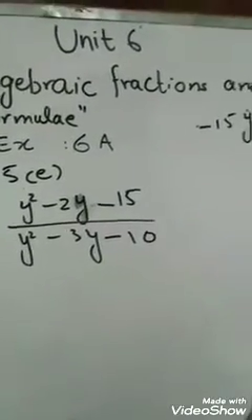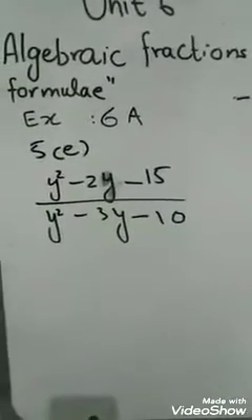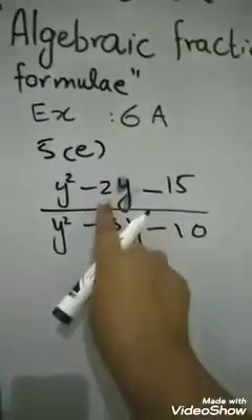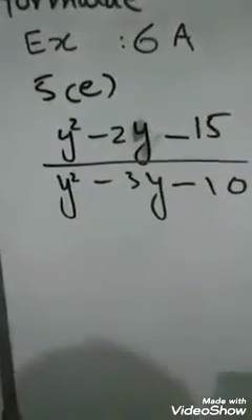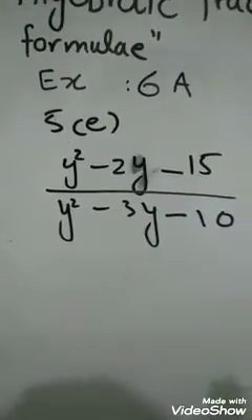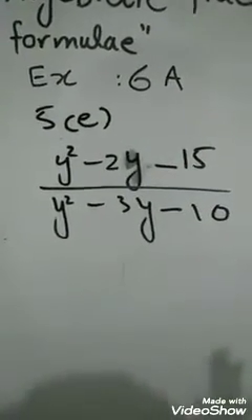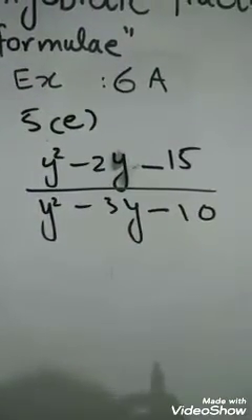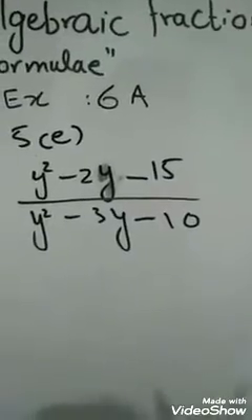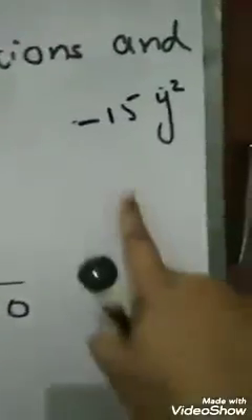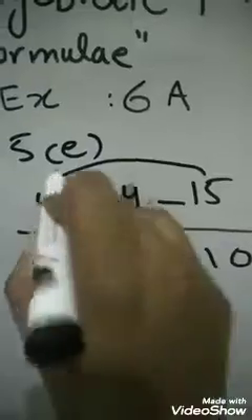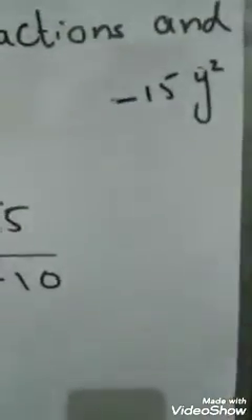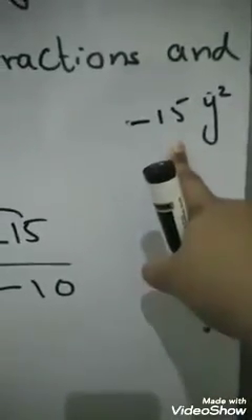Okay students, now we will solve question number 5e. That would be done by the middle term breaking. We have to break our middle term, that is minus 2y, in such a way that both values we require, after multiplication, the product of those two values will be equal to minus 15y square. That minus 15 will be multiplied by this one, and the two unknown values will be equal to minus 15y square.